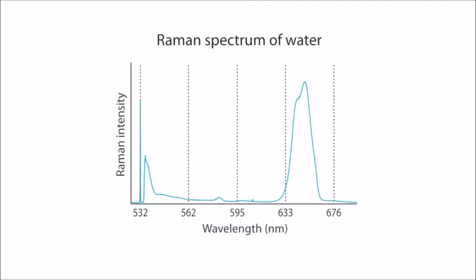Usually, the horizontal axis of a Raman spectrum is indicated by wave number, not wavelength. By using wave number, we see the Raman spectrum of water independent of the excitation wavelength.